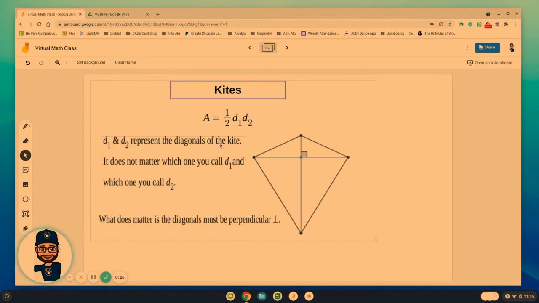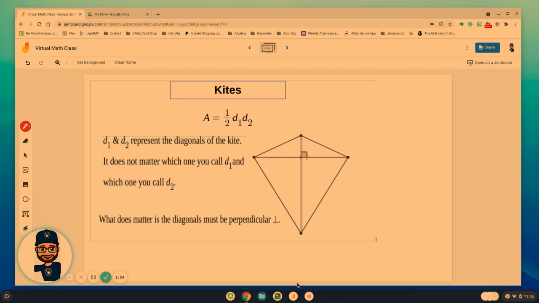And so for kites, the formula is area equals 1/2 times d1 times d2. What do those d's stand for? Well, those are the diagonals of the kite. Remember, the diagonals are the inside lines connecting those opposite points. The nice part is, if we remember back to the property of kites, they intersect at 90 degrees, so they are perpendicular. And it doesn't matter which one we call d1 or d2, they're interchangeable because we're simply multiplying.